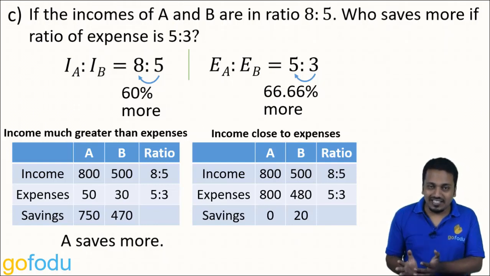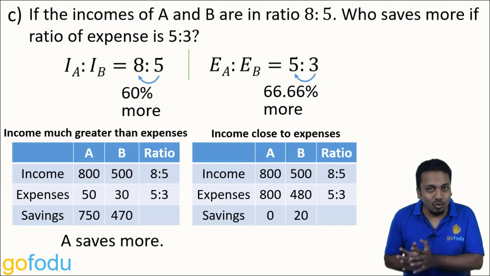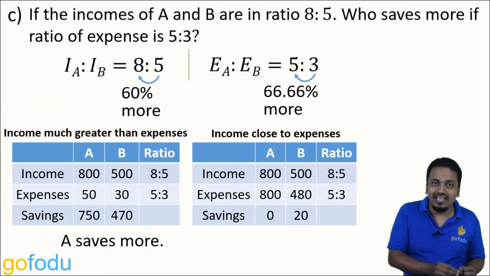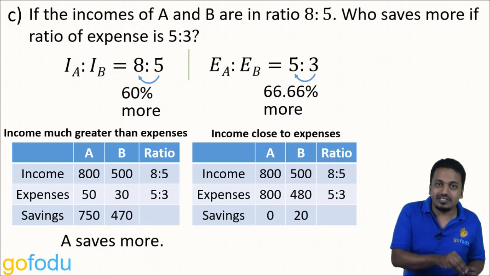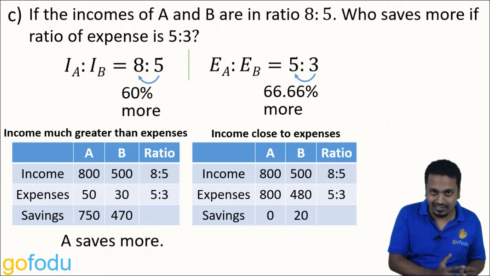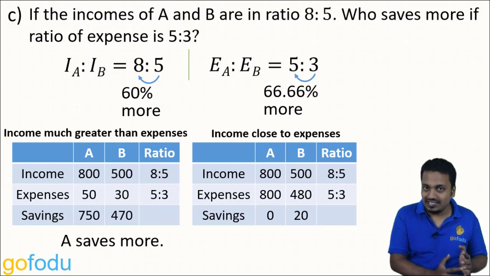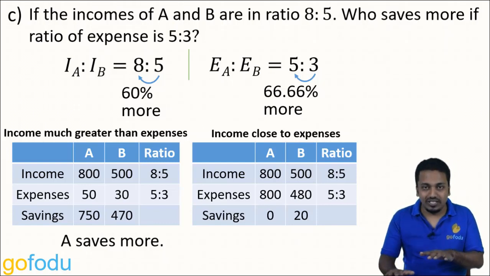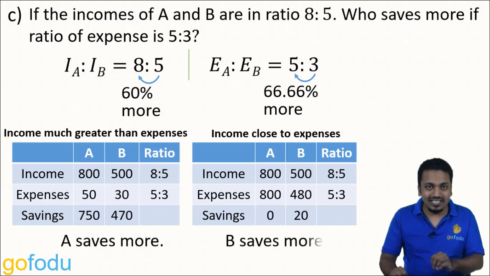Now, A's expense is 66.66% more than B's expense, and the extra expense of A will offset the 60% extra income that he earns. In this case, A saves less. In the table also we can see that A saves nothing, whereas B saves 20 rupees. So B saves more.